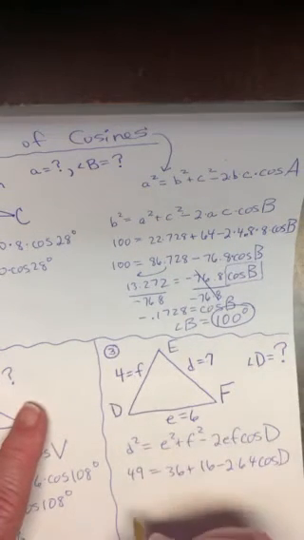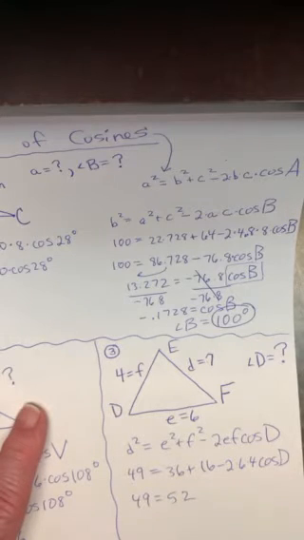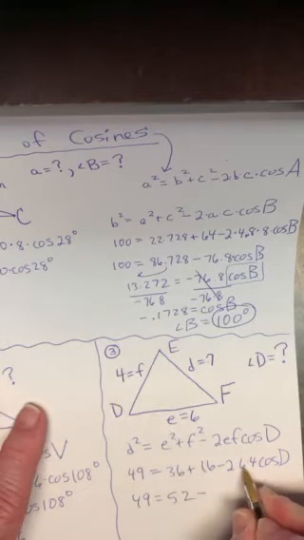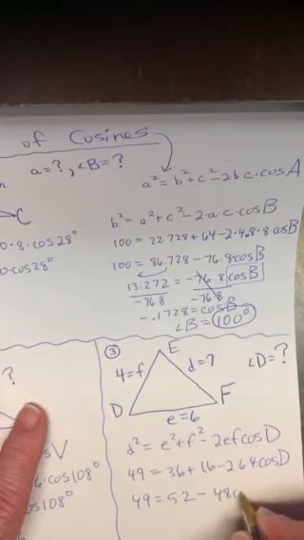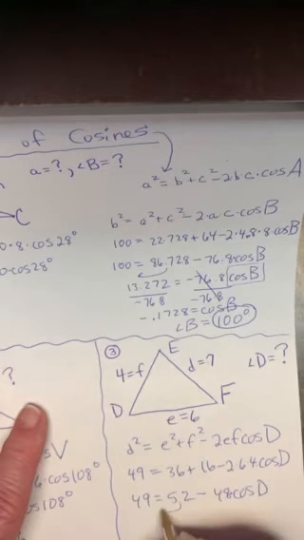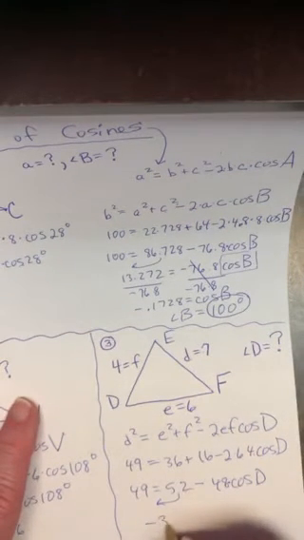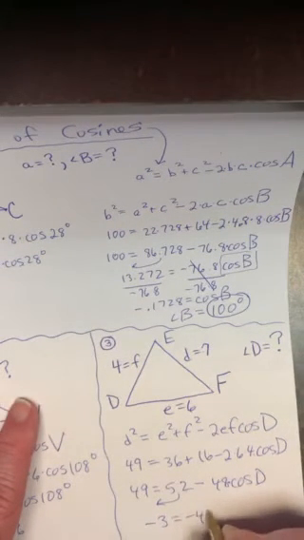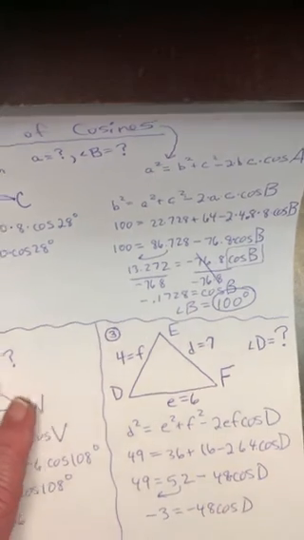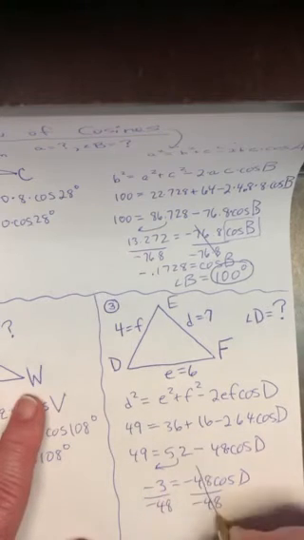Cleaning this up a little bit, 49 equals, isn't 36 plus 16, 52? Minus 2 times 6 is 12, times 4 is 48 cosine capital D. Okay, do not subtract 52 minus 48 and get 4. Remember, 48's connected to the cosine of D. We're going to shove the 52 over to the left side. Of course, 49 minus 52 is negative 3 equals negative 48 cosine capital D. Divide by negative 48. Those cancel.